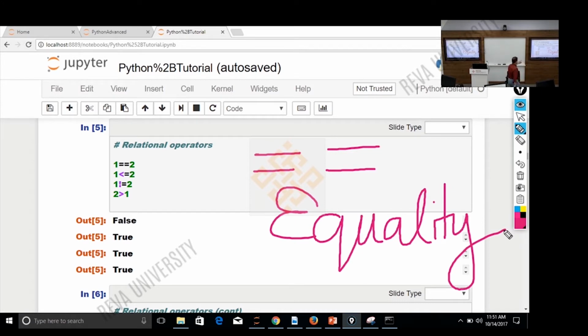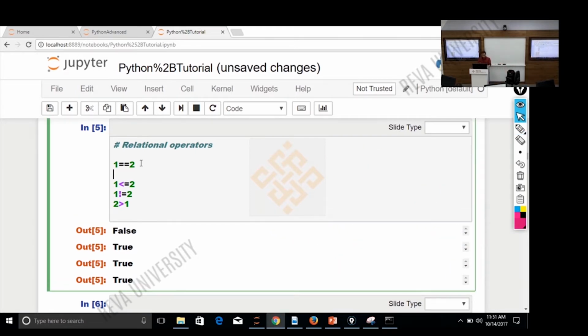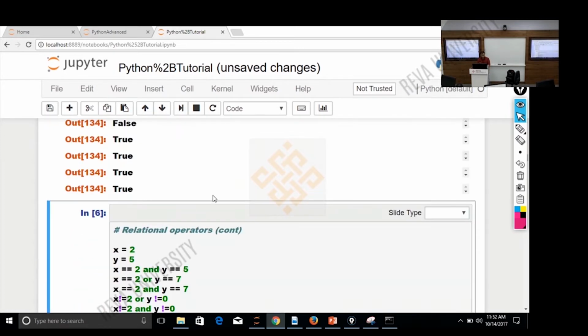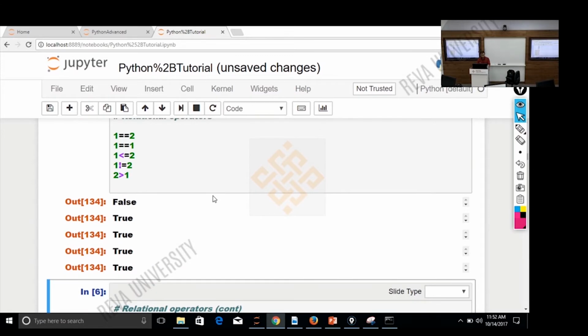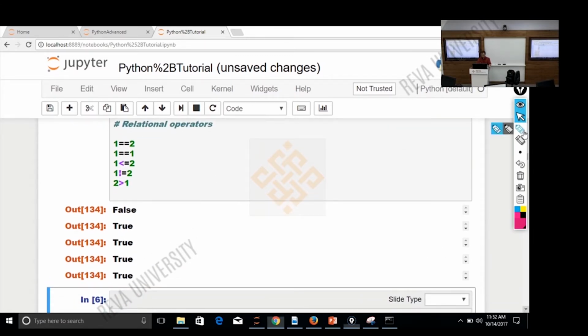Double equal is you're asking Python, is 1 equal to 2? Python comes back and says false. It is not. 1 is not equal to 2, right? Similarly, I can go and say, is 1 equal to 1? So what do you think will be the answer? It will be true, right? So these are the things that we're looking at. Let me try to fit it on the window, right? So 1 equal to 2 is false. 1 equal to 1 is true.